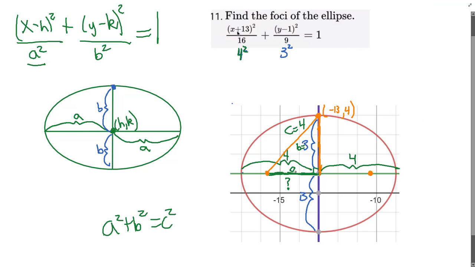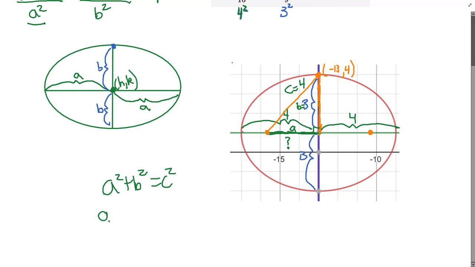Okay, so A squared plus B squared equals C squared. We want to solve for A, so let's subtract B squared from both sides. That gives us A squared equals C squared minus B squared. And now we simply need to plug in the numbers that we have, or I suppose we could square root both sides if we want to. A equals plus or minus, you get one of those when you square root stuff, the square root of C squared minus B squared.